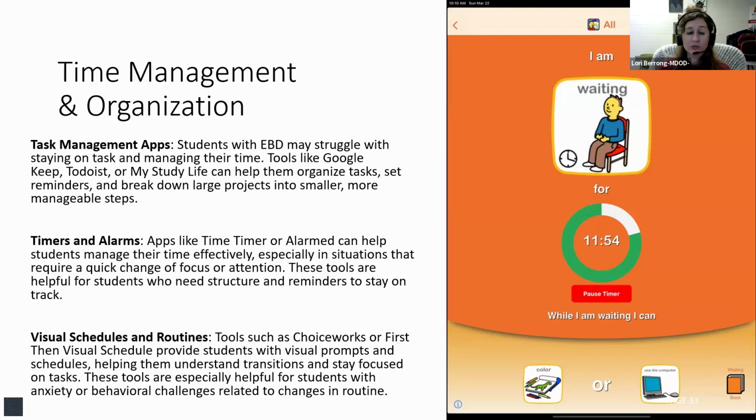And then visual schedules, visual routines. Visual Schedule is an app that can be used. It can help with prompting. It can help with transitions. It can help with staying focused on task. So again, it really comes down to what are the needs of the student or the individual? What are they trying to accomplish? And then we can figure out what apps might be out there that are going to help them with all of these things.